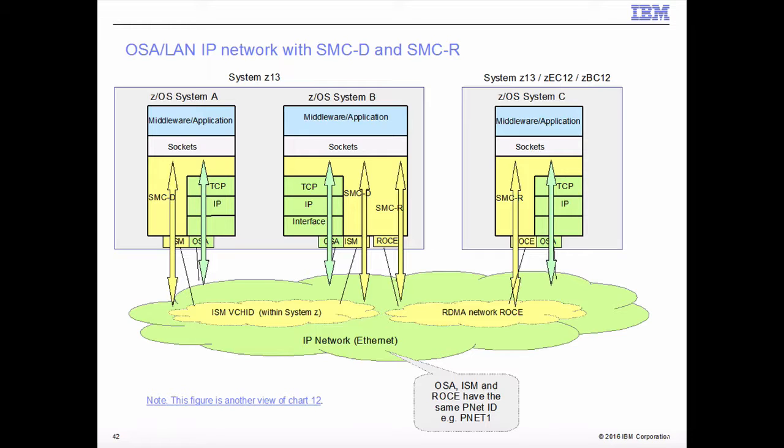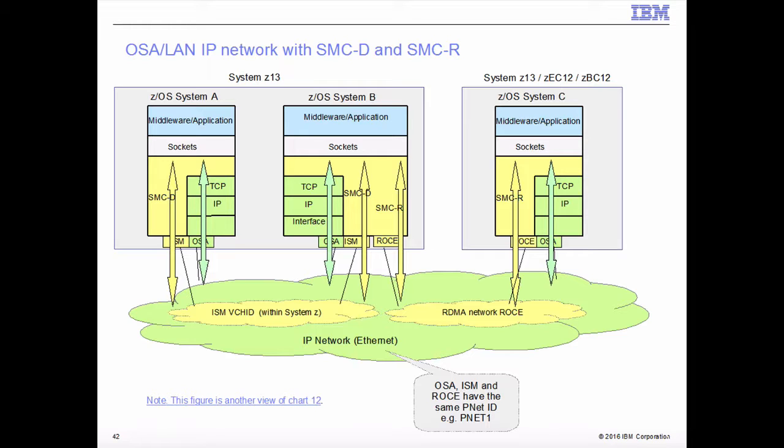Whereas when systems A and B rendezvous, they'll look at, hey, we're enabled for SMC, we're on the same footprint, we both have access to the same ISM network, so we'll use SMC-D. And so you can see how both technologies can be leveraged simultaneously, and the protocol determines which form of SMC to use based on physical proximity. So again, I would encourage you to flip back and forth from chart 12 and this chart 42 to look at the two different perspectives and see how this works.